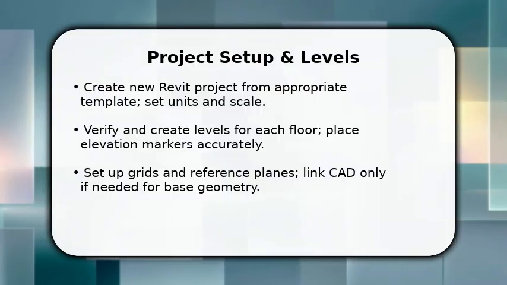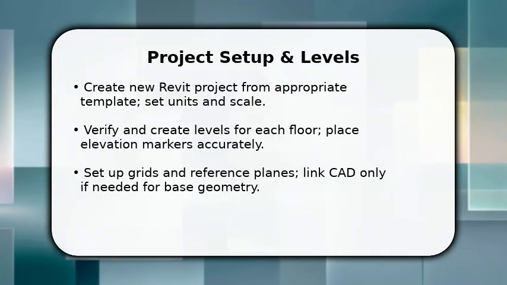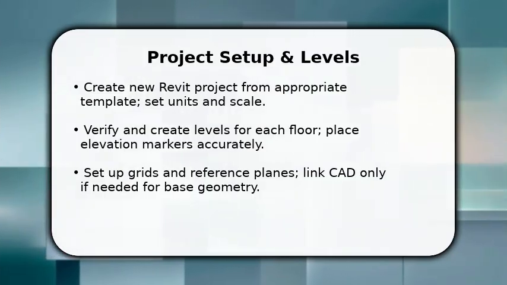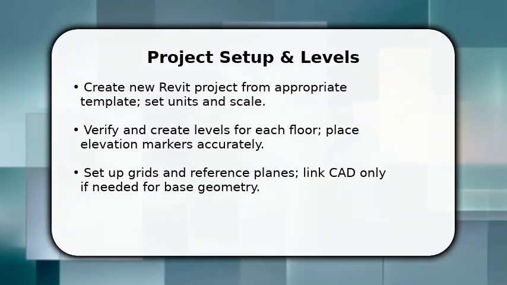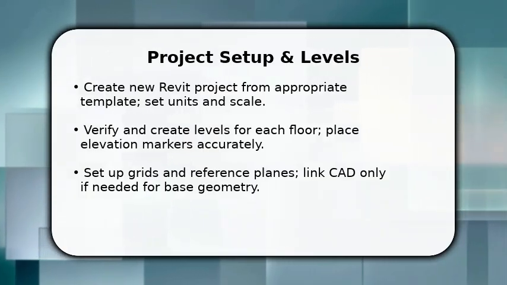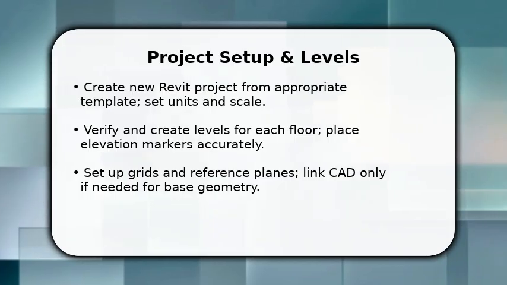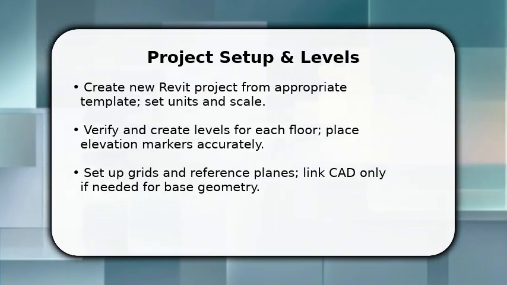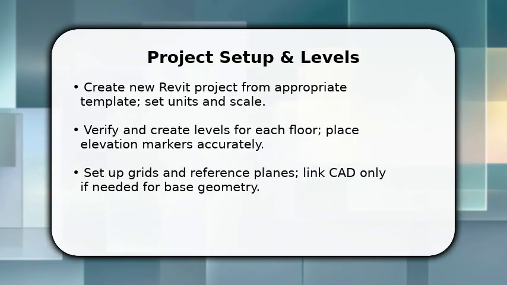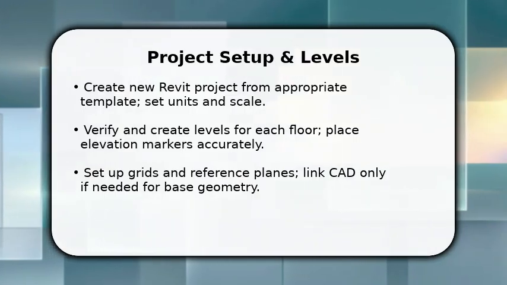You start by creating the project and setting units so dimensions behave predictably. Open the elevation view and create levels for each story. This defines floor heights and ceiling relationships. Once done, add grids and reference planes to lock your geometry. They keep walls and columns aligned.